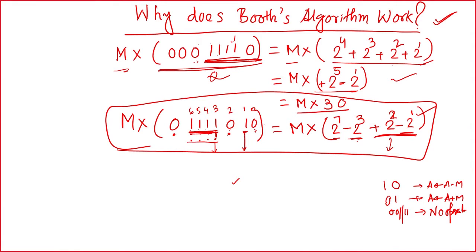Similarly, this is another block of 1s with length 1. So then 0 1. 0 1 means what? 0 1 means we can write 2 to the power 2 minus 2 to the power 1. So, 2 to the power 7 minus 2 to the power 3 plus 2 to the power 2 minus 2 to the power 1. Let us see what we are doing here: whenever we have 0 1, we need to subtract. At which position? We subtract at position 1, so 2 to the power 1.